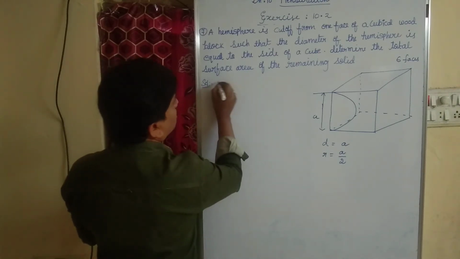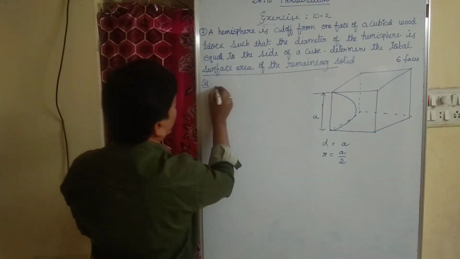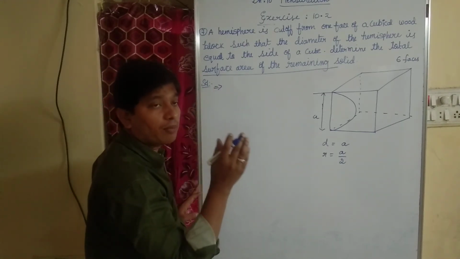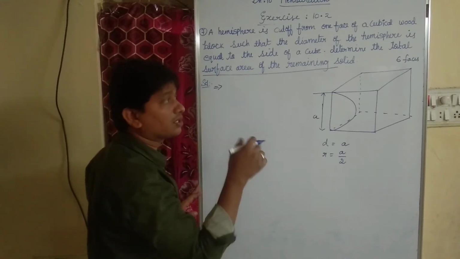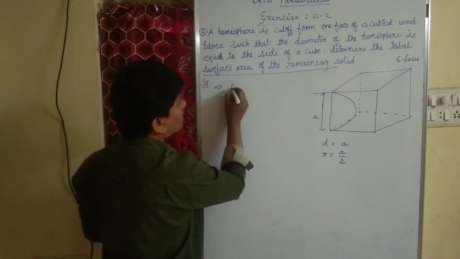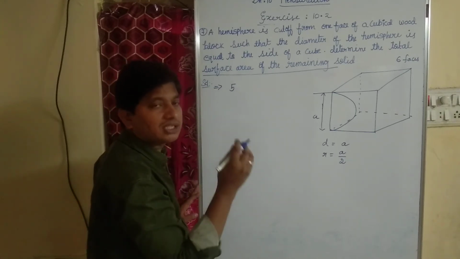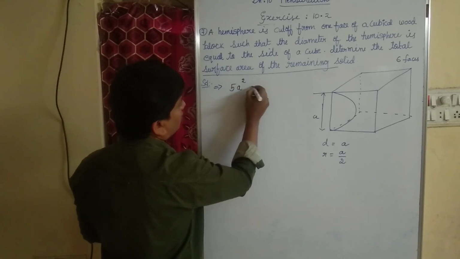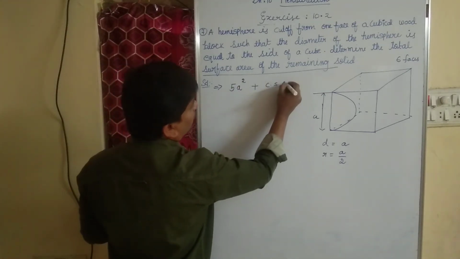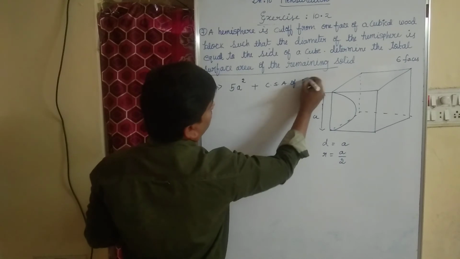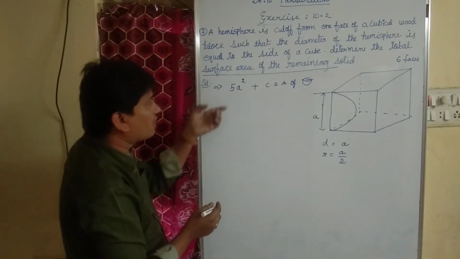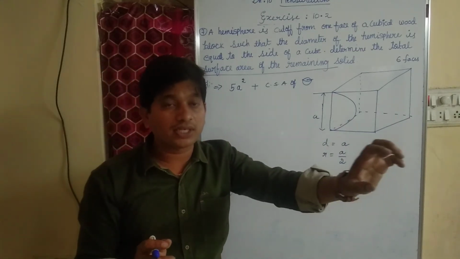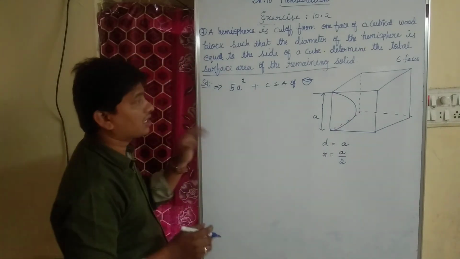Surface area of the remaining solid is equal to, as the cube has 6 faces, among that we are cutting from only one face. So remaining we have 5 faces. Each face is a square and the area of a square is a square. So 5a square plus CSA of hemisphere. Children, did you understand why I wrote 5a square? Because as the cube has 6 faces, we have remaining 5 faces. That is the reason 5a square plus CSA of hemisphere.